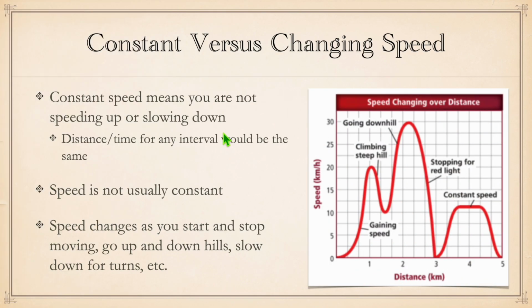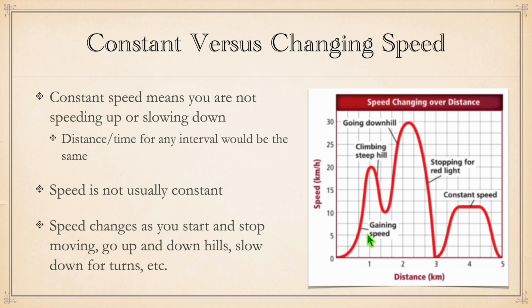Now, constant versus changing speed. A constant speed means you're not speeding up or slowing down. So distance over time for any interval would be the same, as long as you're traveling at a constant speed. However, speed is not usually constant. Sometimes we think about an average speed, but we're usually speeding up, slowing down, etc. So speed changes as you start and stop moving, go up and down hills, slow down for turns, etc. All that stuff causes a change in speed.